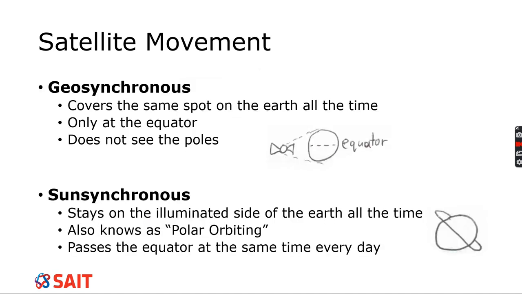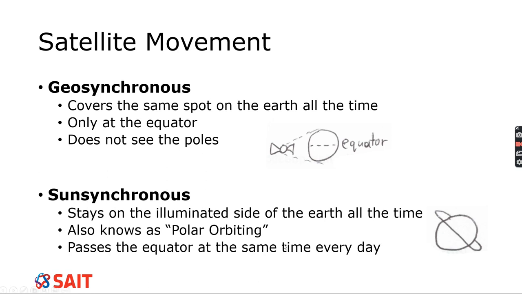We can also talk about how satellites move. So there is geosynchronous and sun-synchronous. Geosynchronous covers the same spot on the Earth all the time. It doesn't move from that particular spot on the Earth's surface. And so generally these satellites are always at the equator. They don't actually see the poles because they might be far out, but they're not actually going to see the very top because it's just going to be too distorted by the time it gets up there. These are weather satellites, and a lot of telecom satellites are like that as well.